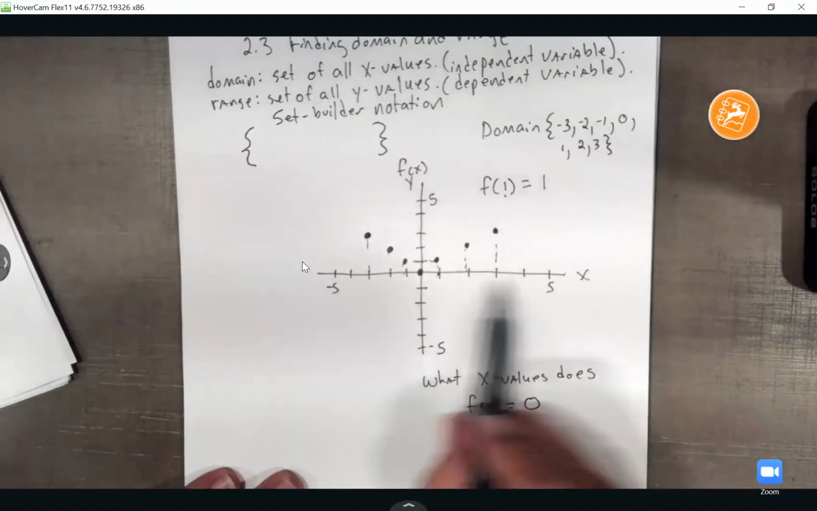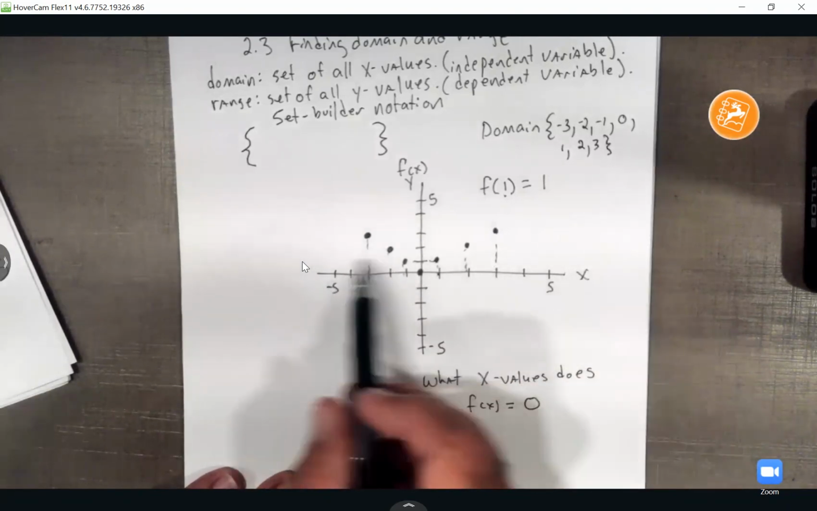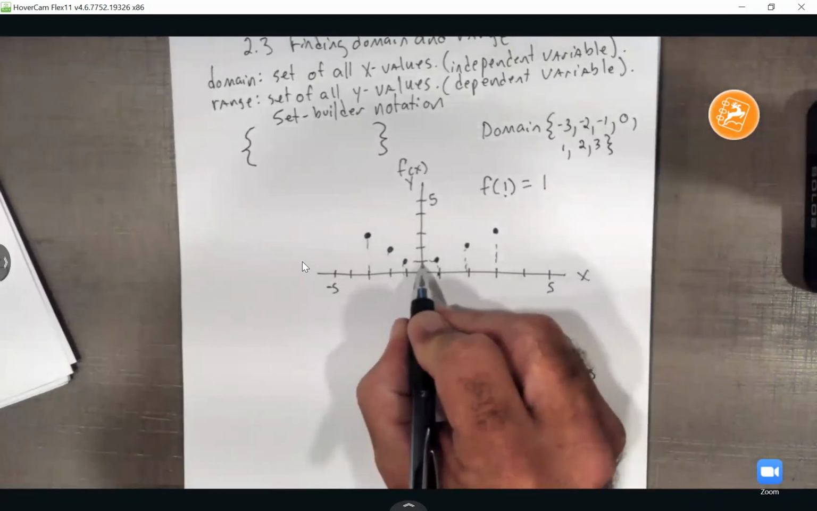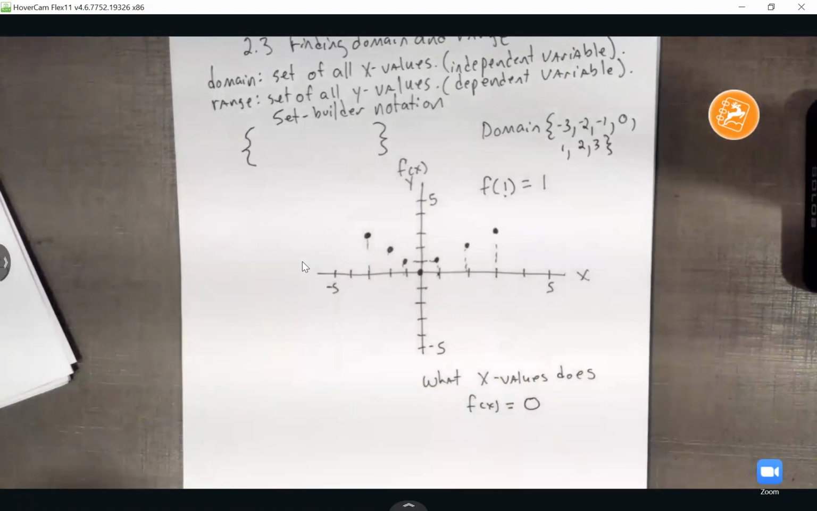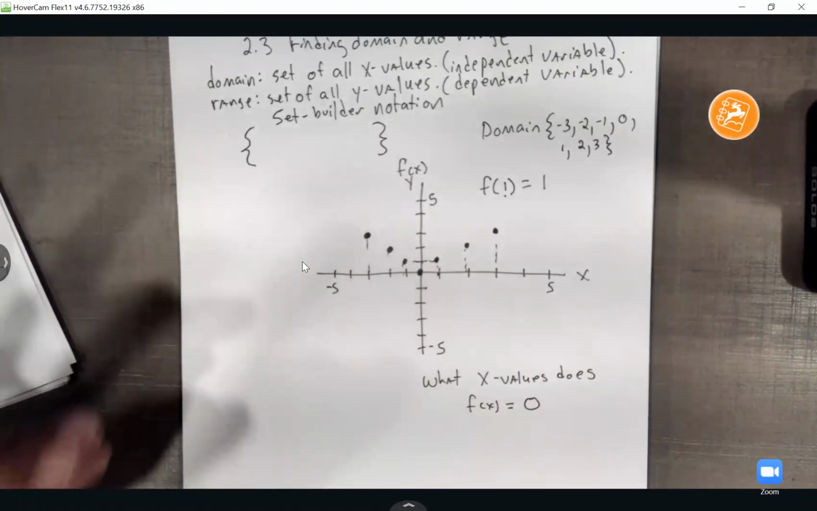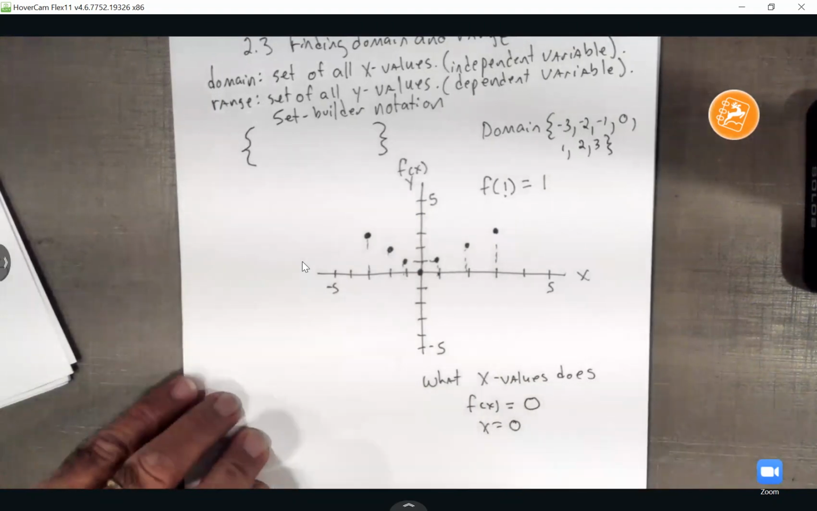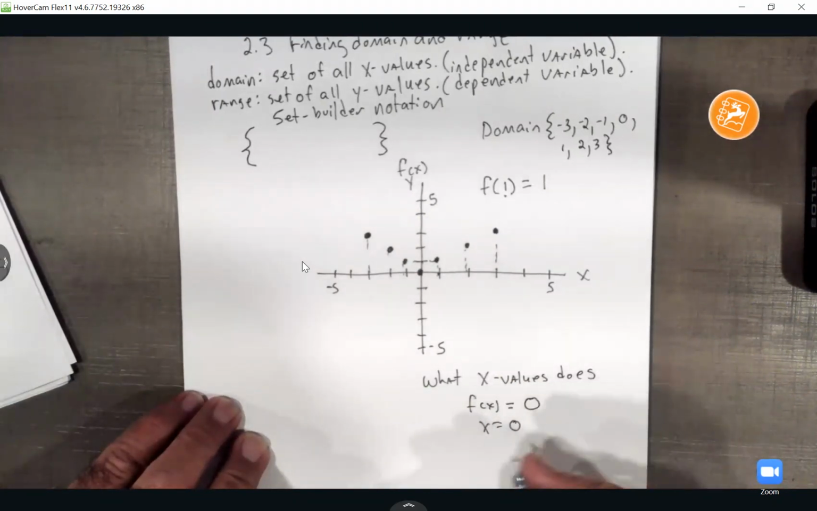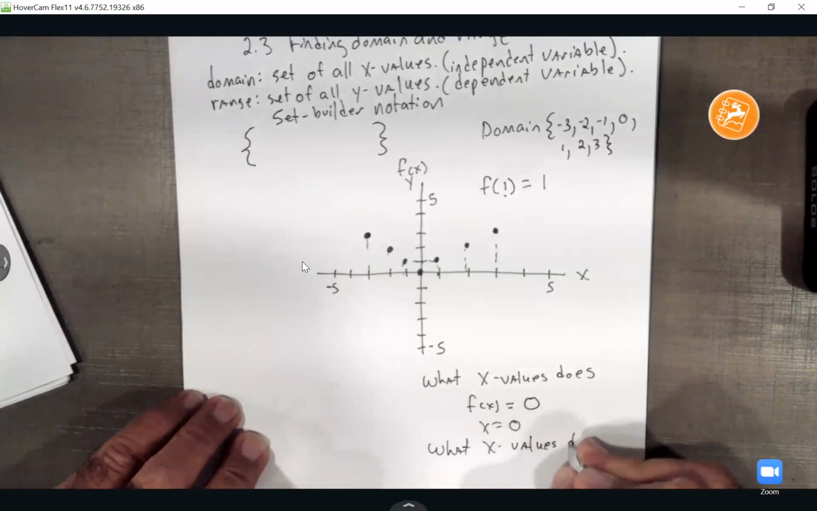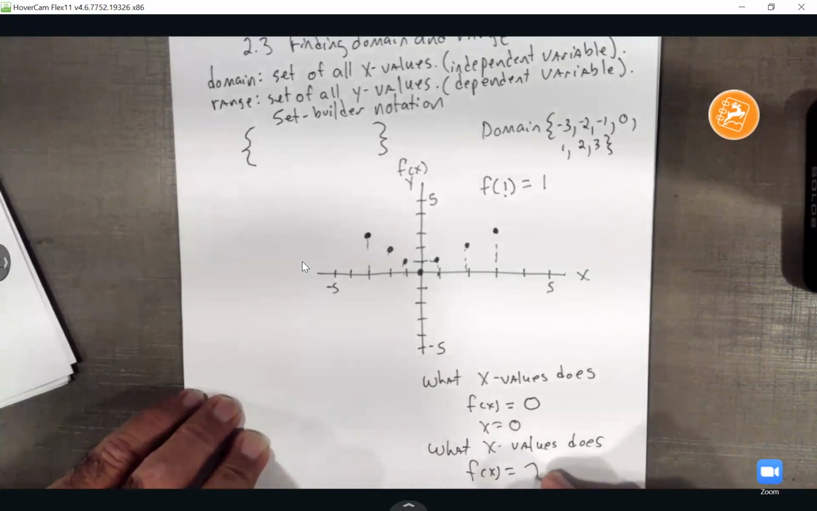So now remember, my Y's are these horizontal lines, right? Like 0 would be there, 1 would be there, 2 would be there, 3, and so forth. Although we got these little tick marks here, remember, they go forever. So here's my question. At what X value do you have a Y value of 0? 0. That would be 0 for that. What X value does f of X equal 2?